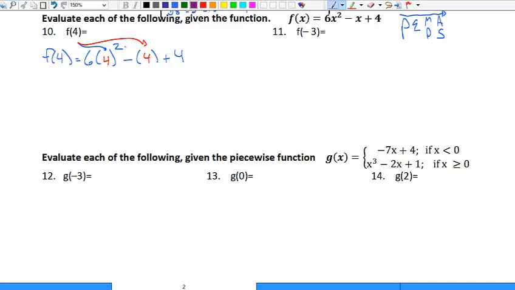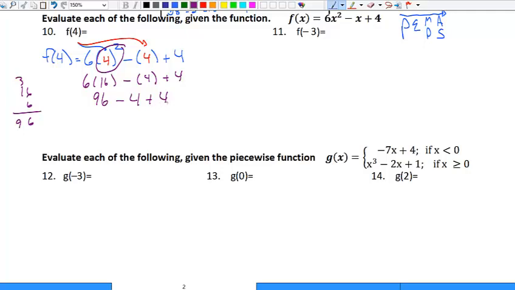But the exponents, I can do exponents. 4 squared, that's 16. So that's 6 times 16. I'm just going to leave everything else the same. 6 times 16, that is 96. So now we have 96 minus 4 plus 4.